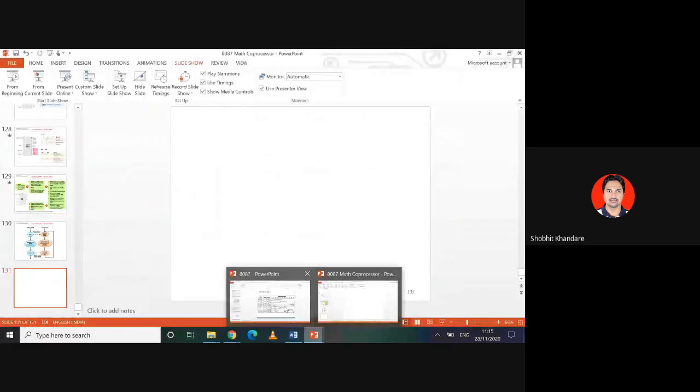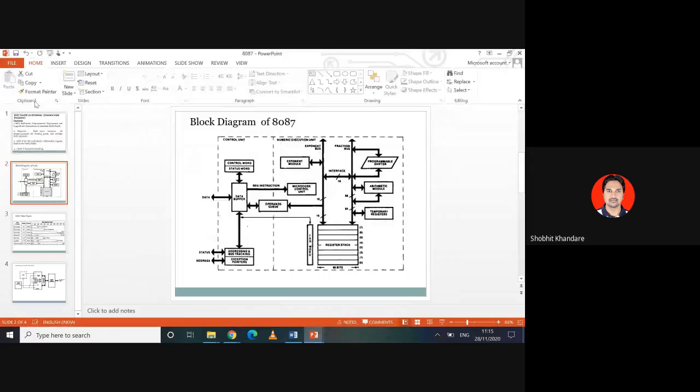Now let me go to the different slide. Yes, this is important. This is a functional block diagram.